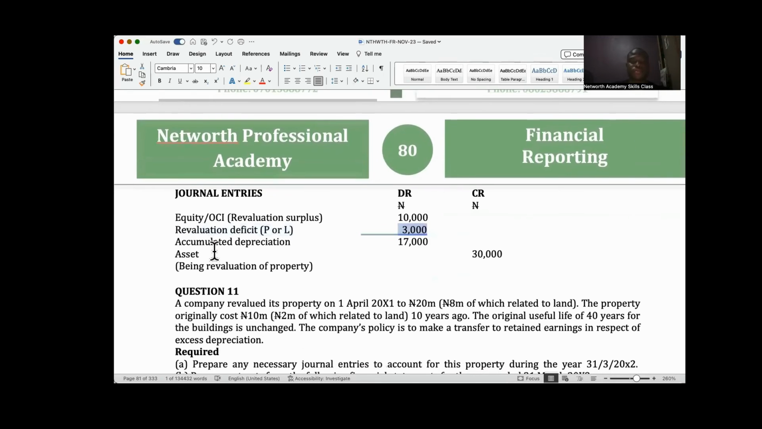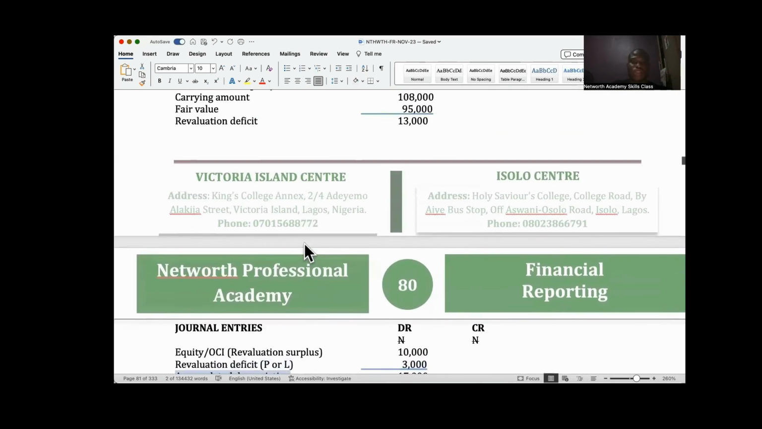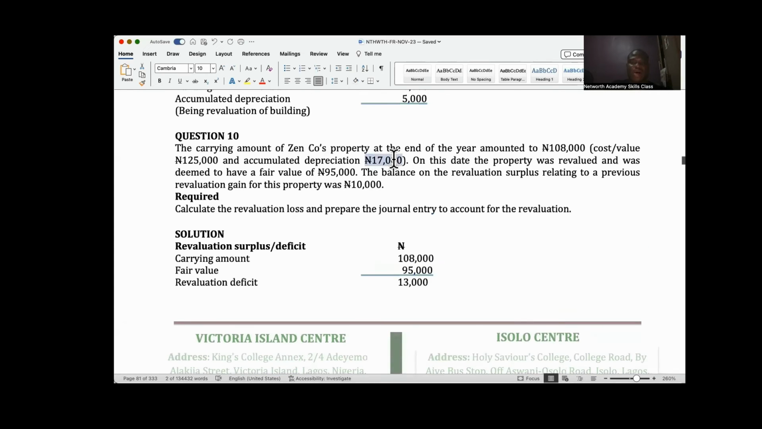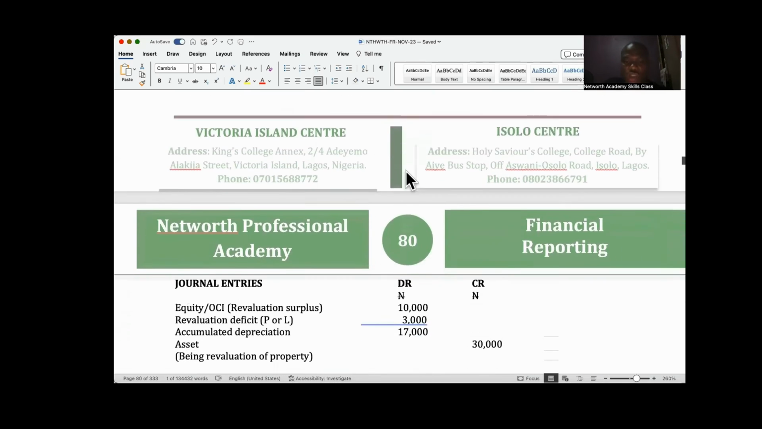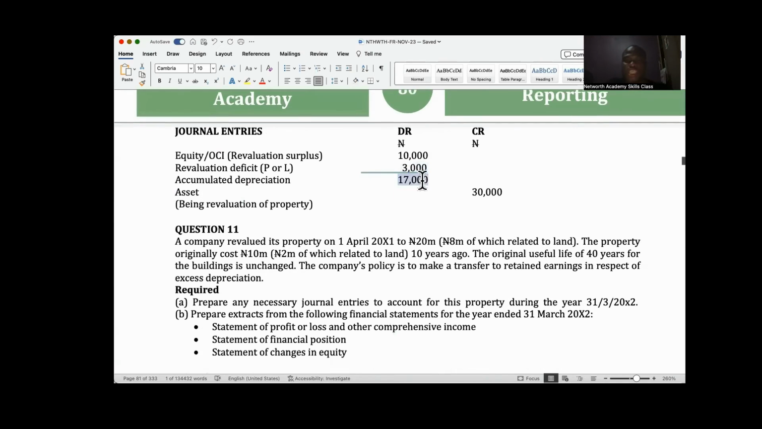Thereafter, look for any accumulated depreciation till the date of revaluation, which is this 17,000. That was the accumulated depreciation at the date of revaluation. It should be written off, so we debit it.